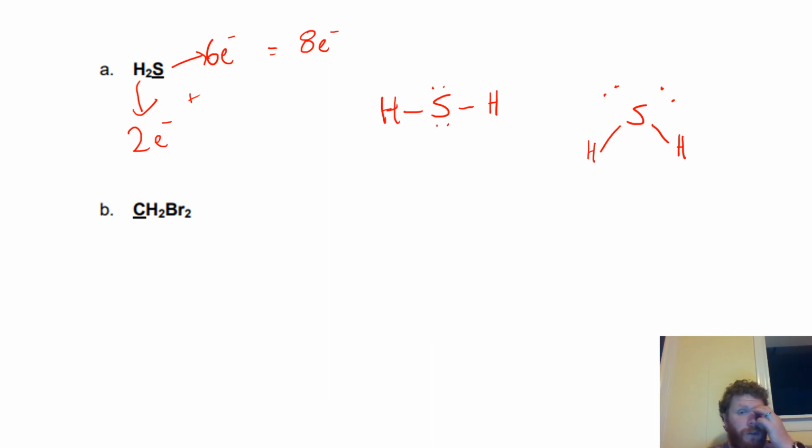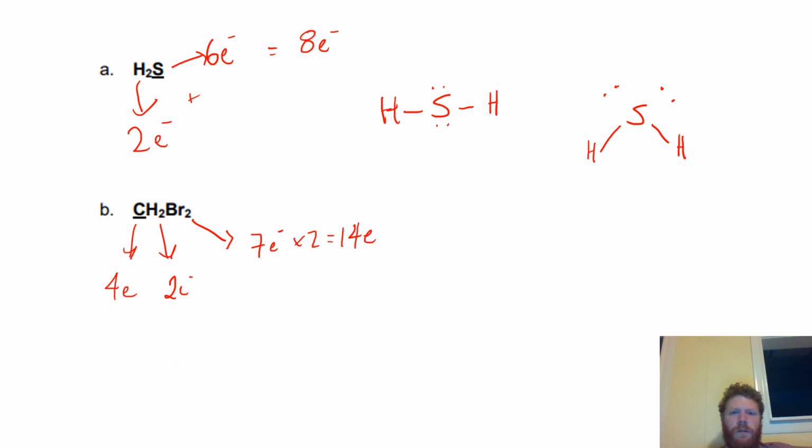Next molecule, CH2Br2. Okay, well, carbon's bringing in 4 electrons. Each hydrogen's bringing in 1 electron, so that's 2 electrons. And then each bromine is bringing in 7 electrons. 7 times 2 equals 14 electrons. So all told, we have 4 plus 2 plus 14, giving us a grand total of 20 electrons.